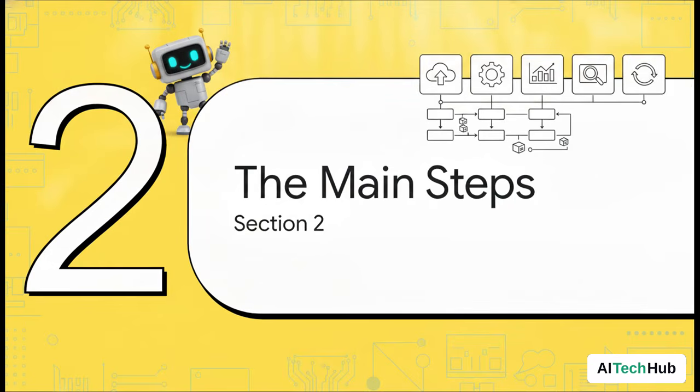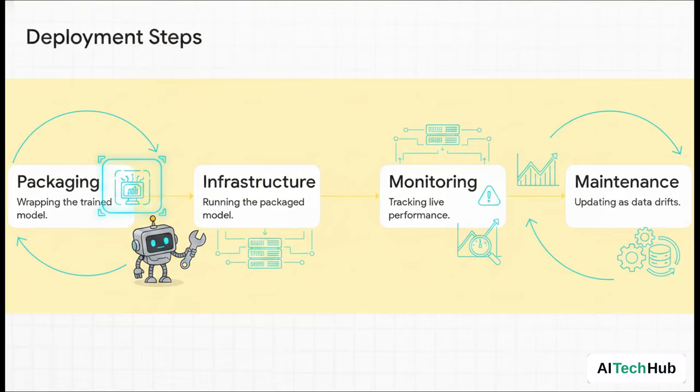All right, moving on to section 2, the main steps. We know what deployment is conceptually, but what does the actual day-to-day work look like? Well, it comes down to 4 concrete steps to keep a model running smoothly: packaging, infrastructure, monitoring, and maintenance. It's definitely not just clicking a single deploy button and walking away. Together, these 4 pillars form the foundation that keeps a model useful long after launch day.